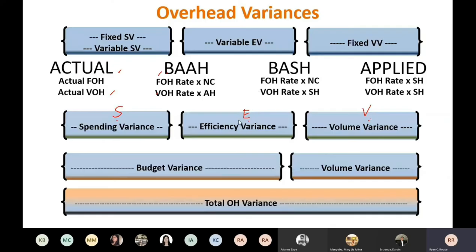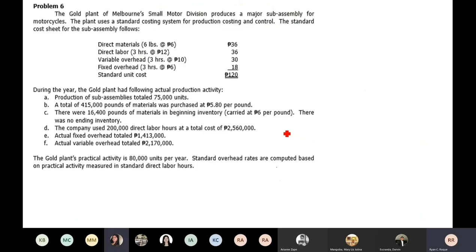Si, ano naman? Bea! Ikaw naman, Bea. Hello, sir. Ayan. So, tatanggalin ko muna to syempre. Bea, tinanong sa exam, non-controllable overhead variance. Pag non-controllable po yung BASH and applied. Okay. Kasi siya rin si volume, no? Apo. Eh, tinanong yung variable efficiency variance. Variable efficiency. BAA and BASH po. Yes, pero variable component lang.